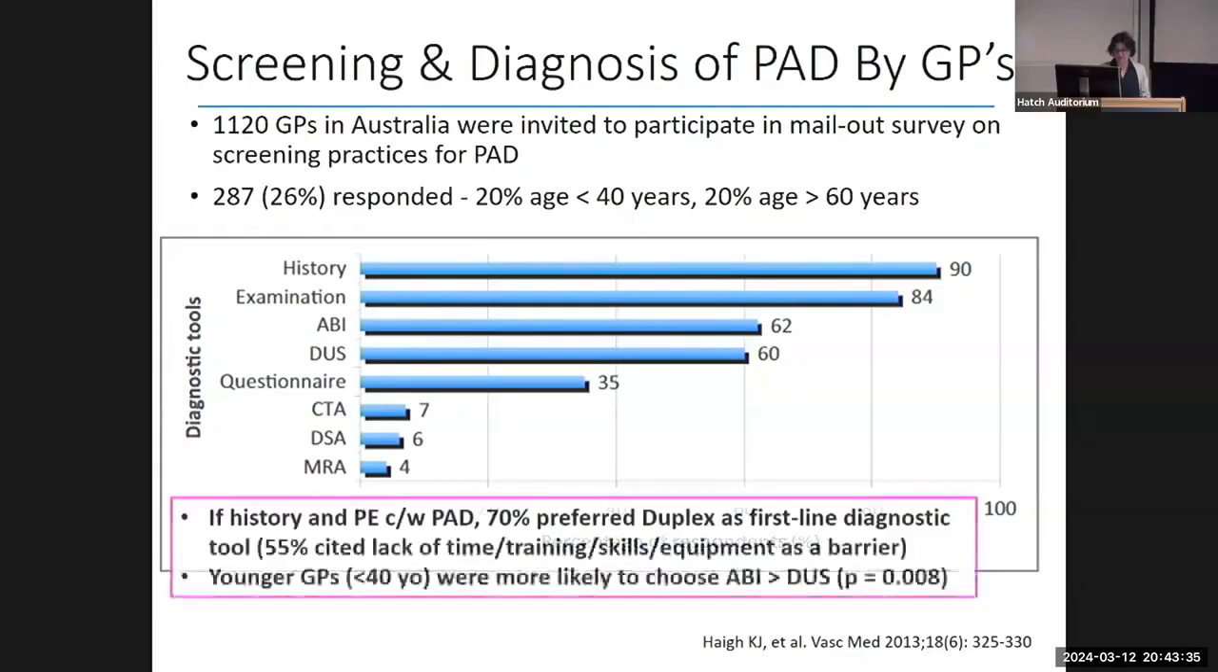But when providers felt that the patient's history and physical exam was consistent with PAD, the majority would go to duplex as a first-line diagnostic tool. And usually this was because of lack of time, training, or skills in their practice. The younger GPs under age 40 were more likely to use the ABI over duplex, probably because of improvement in our education and getting providers ready to care for these patients.